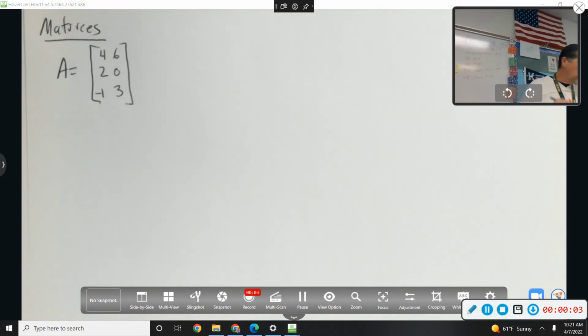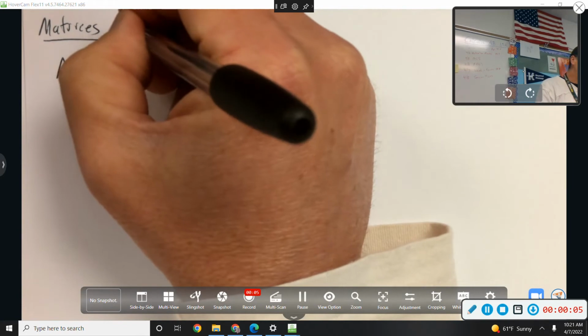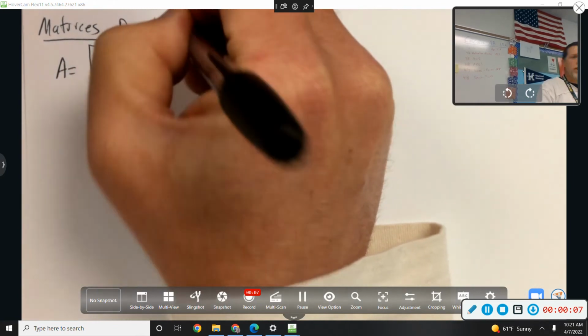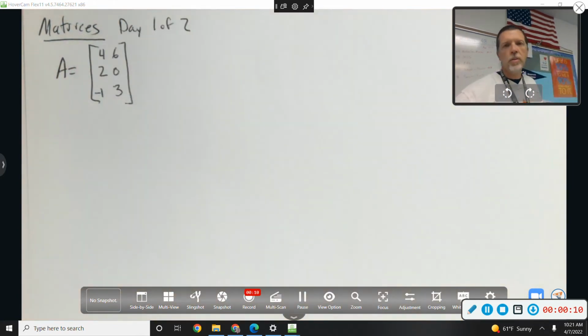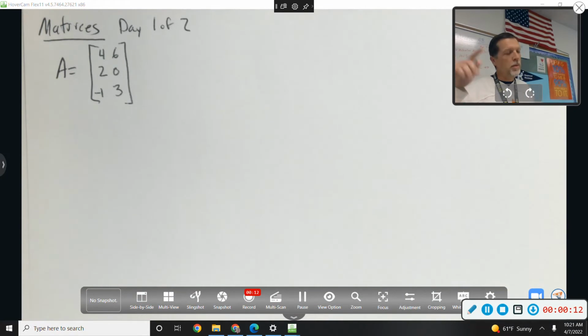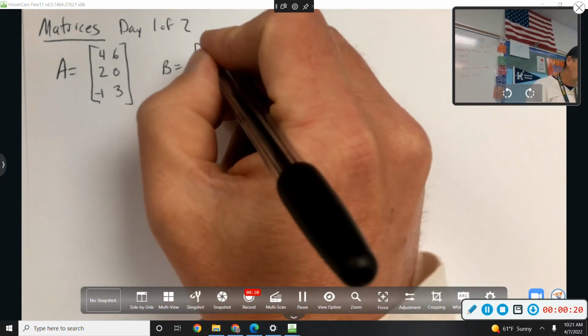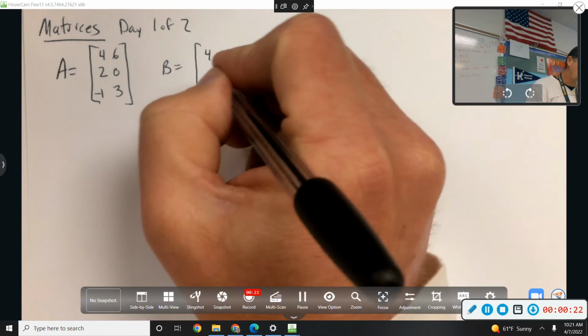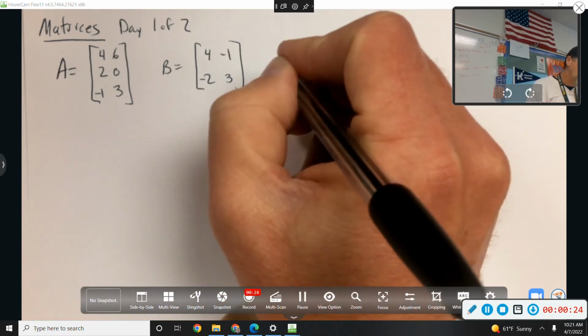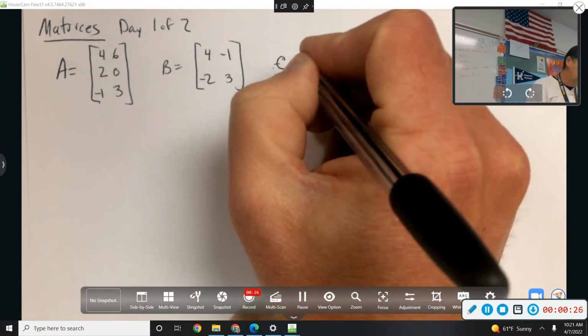So matrices, again, day 1 of 2, but you guys watching at home, there won't be a video tomorrow because we'll cover everything we need. Actually, there may be a going over homework video, but there won't be any new notes for tomorrow. So write down these 3 matrices, and then we'll talk about how to use the calculator to find stuff, because everything is going to be in the calculator in this unit.